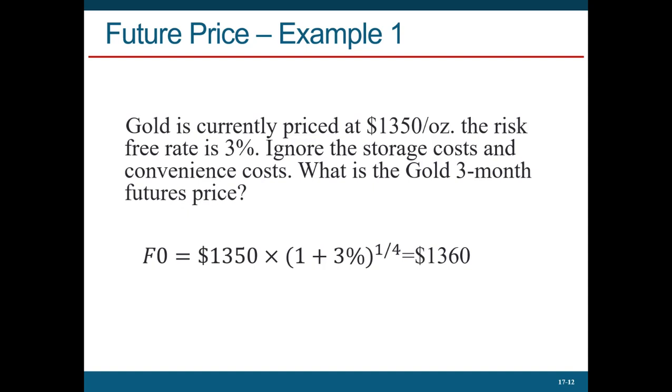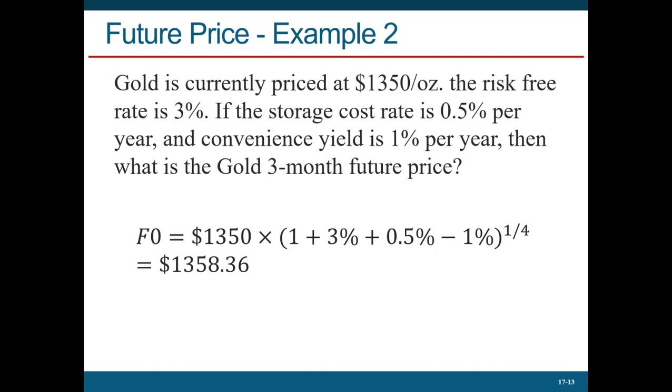And here it's very simple, right? The only carrying cost is the interest rate, 3%. So here, current price $1,350 times 1 plus the interest rate raised to the power of 1/4. Why 1/4? Because 3 months is 1/4 of 1 year. So the future price for gold in this 3-month futures contract should equal $1,360.